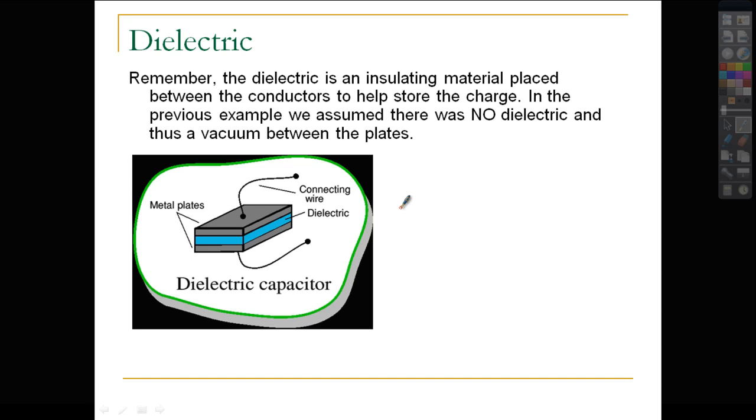So remember that the dielectric is an insulating material placed between the conductors to help store charge. In the previous example, we assumed there was no dielectric and thus a vacuum between the plates. Vacuum meaning there's just air between the plates. That last problem we did. And here's a formula for finding capacitance when we have a dielectric, where K is the dielectric constant. I don't know if we're going to get too many problems with these, but it's good to know.